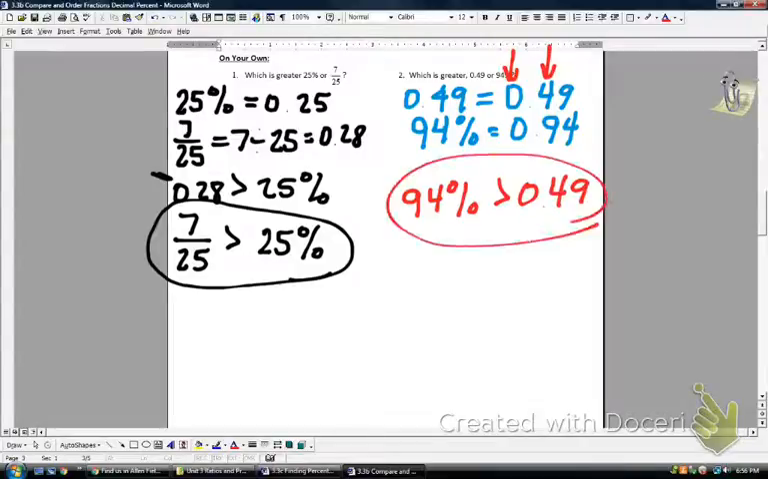0.49. And again, this is one of those that you may not have to go through all of those steps. You might be able to just look at it, but I wanted you to hear the thought process that goes on.